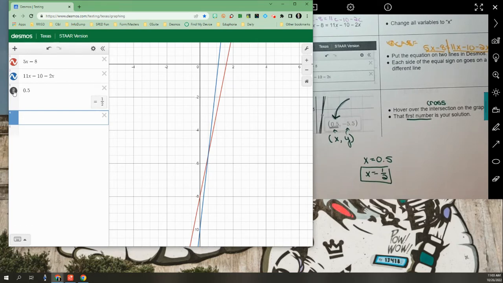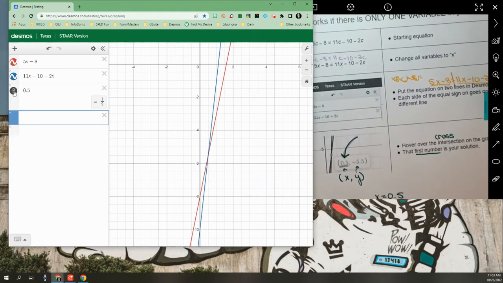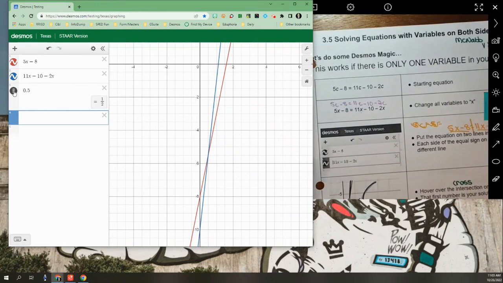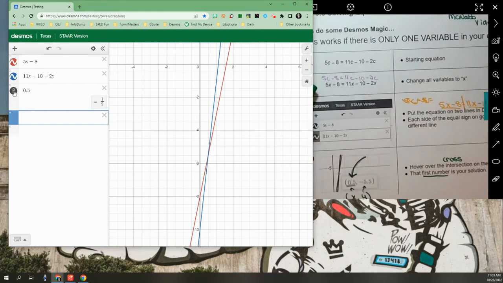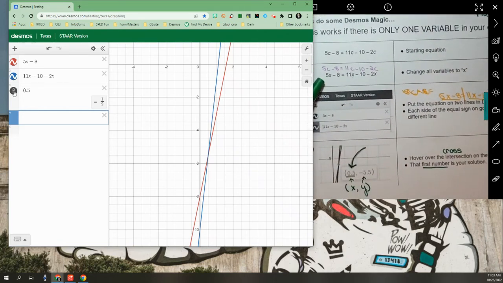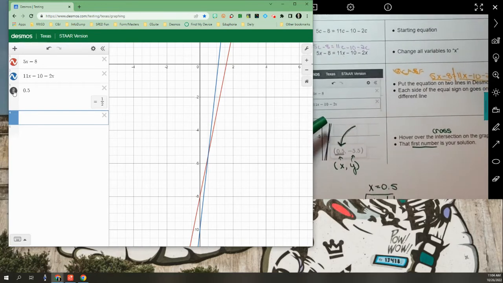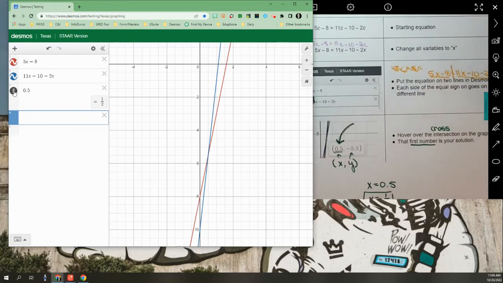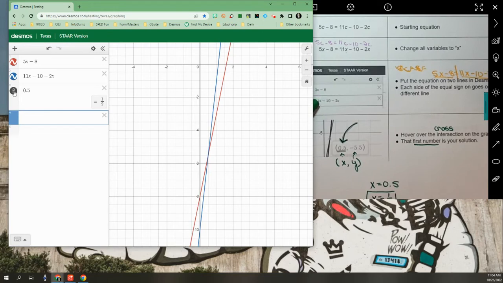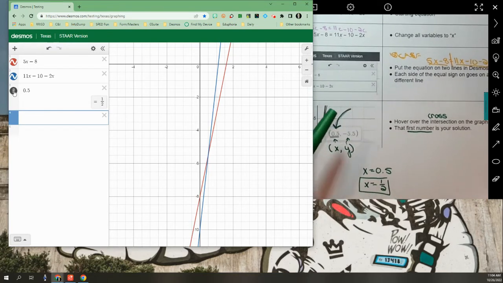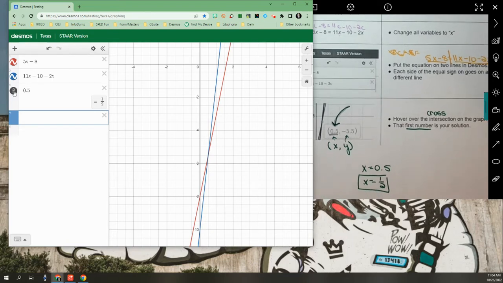Okay, so to review your steps, you have your starting equation. You change all the variables to x. You put each side on a different line in Desmos. You find where the lines cross, and you use the first number. That's your solution. That's what x equals. Let's do some examples.